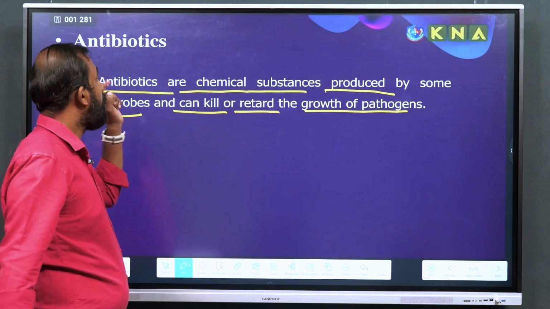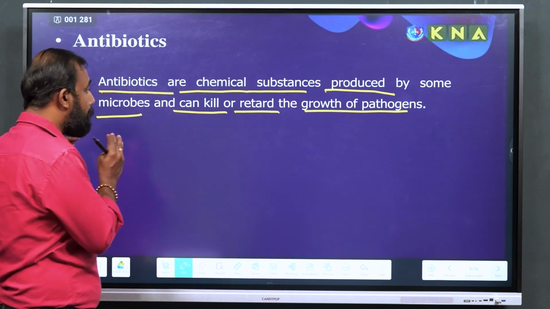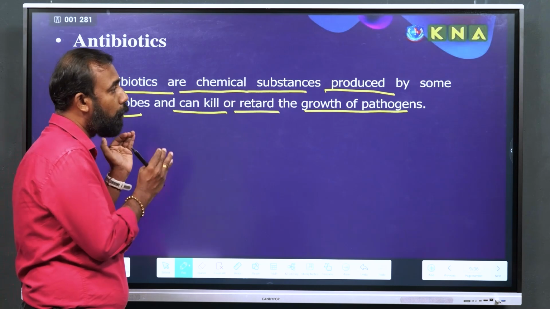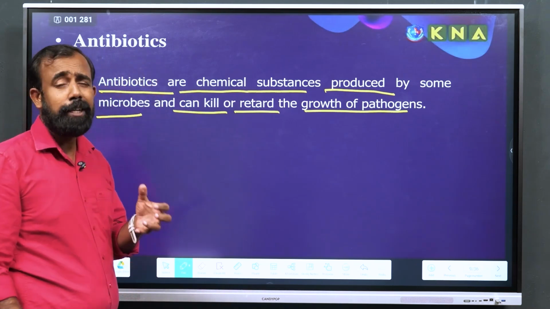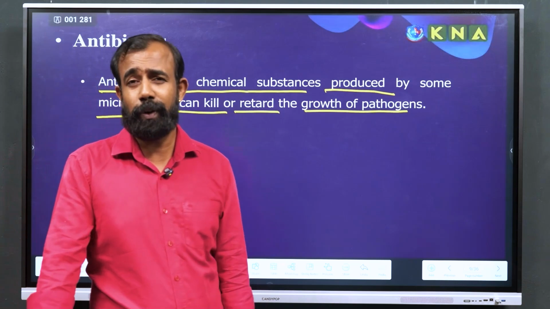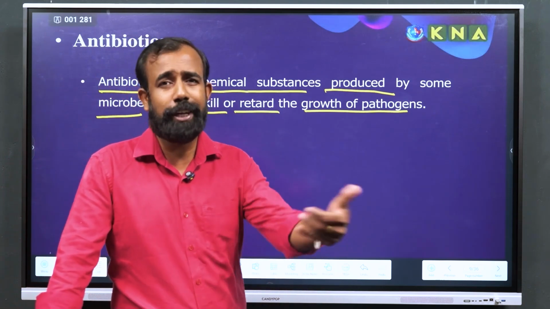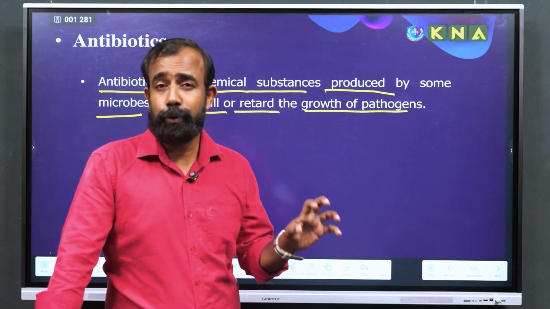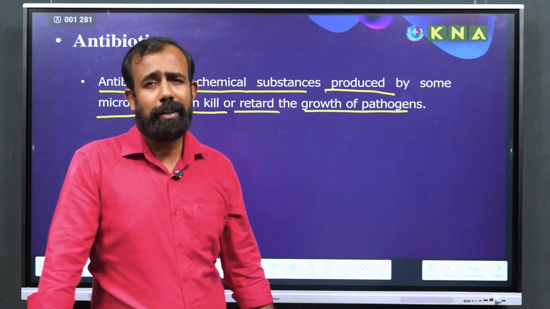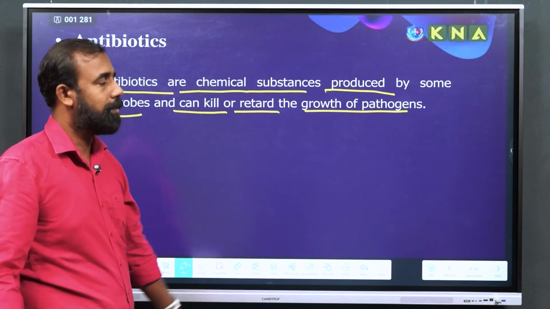Antibiotics are chemical substances produced by some microbes that can kill or retard the growth of pathogens. Antibiotics are also called antibacterials. Generally, these are the drugs used to kill bacteria.